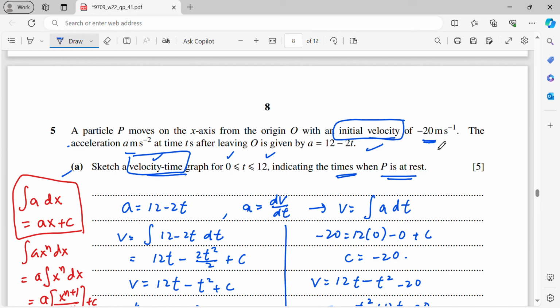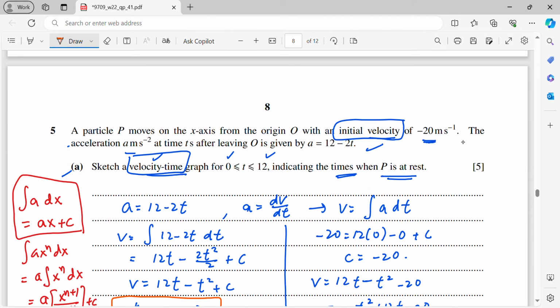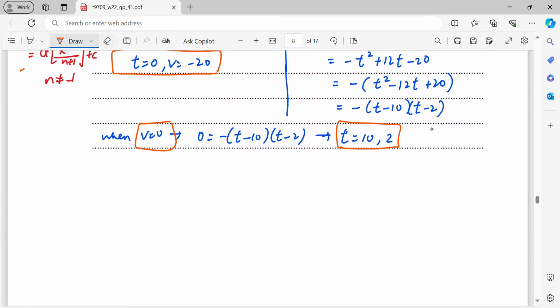So t equals 0 is already given, so I'm going to use this value. Now, when you look at the interval, I need to calculate the value of v when t equals 12, because your graph is up to t equals 12. So just do one more calculation. When t equals 12, your v is negative of, just substitute into this, (12 minus 10)(12 minus 2). That is going to be negative 20.